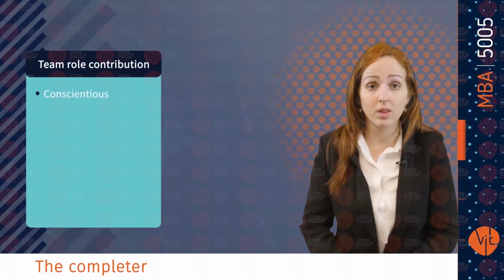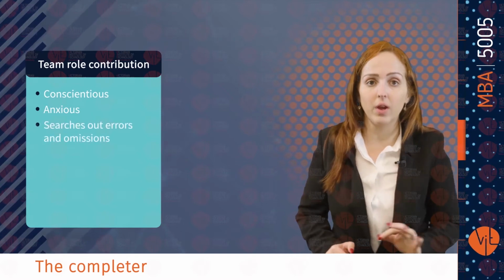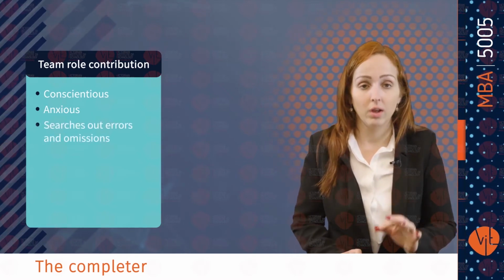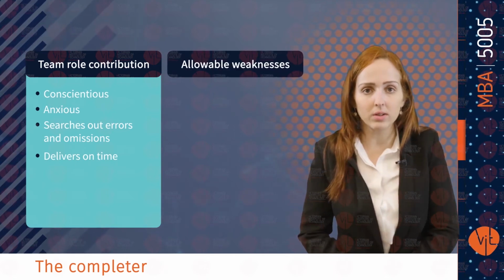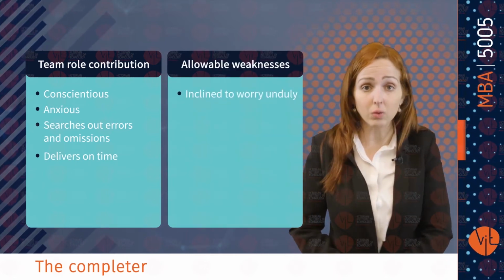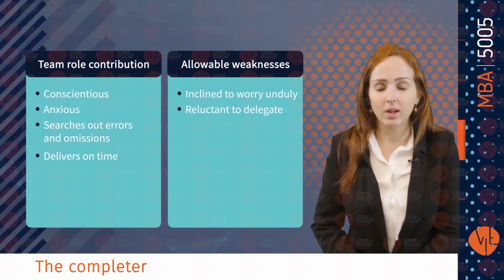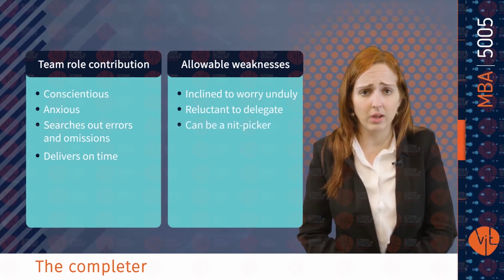Then we move on to the completer. They're conscientious, they're anxious, they always look out for errors and omissions in work. But the good thing is they do deliver on time. The allowable weaknesses: they're inclined to worry unduly, they don't want to delegate, and the bad thing is they can also be seen as a nitpicker. Then we have the specialist.